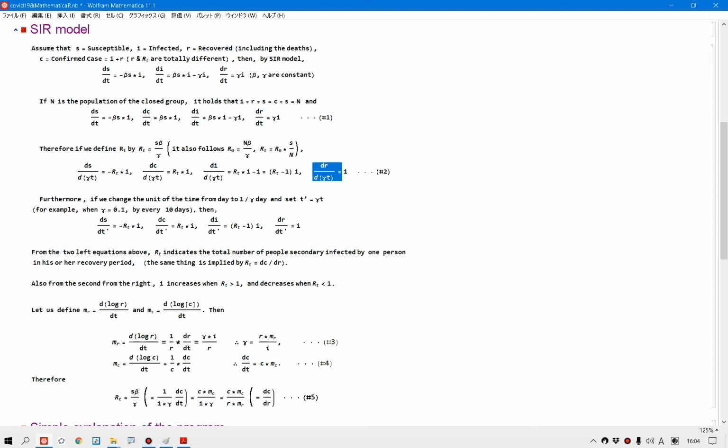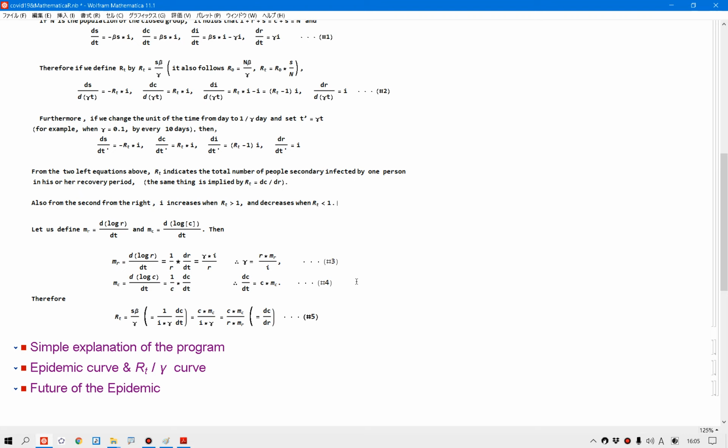This one and this one. From these two equations, by calculus, dC/dR equals Rt. So Rt means how many people are newly infected by one recovery, as one person recovered. And from this equation, I increases when Rt is over 1 and decreases when Rt is less than 1.